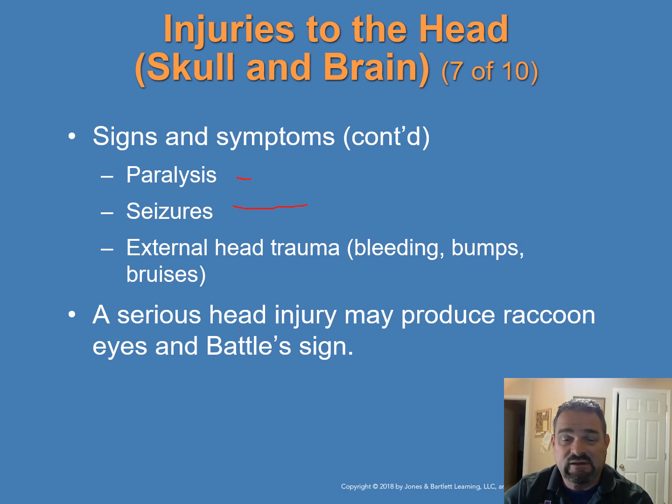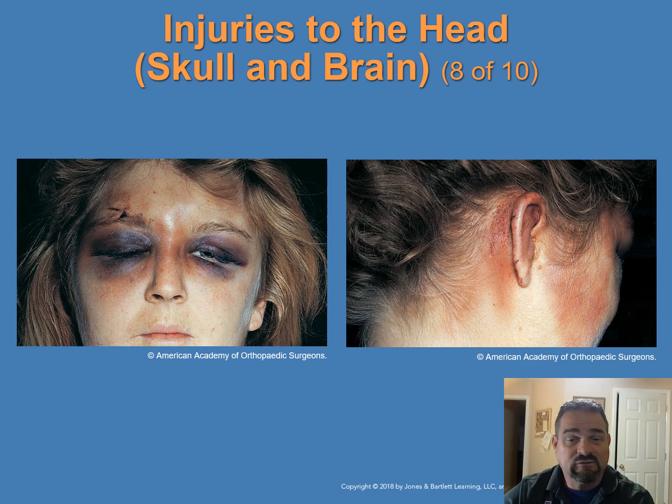A serious head injury may produce what we call raccoon's eyes. Raccoon's eyes is when they have the bruising underneath the eyes, and the battle signs is when they have bruising on the back side of their mandibles just behind the ear. Okay, that's what we call battle signs. Here's a good example of raccoon eyes, as you can see here. Both eyes are blackened. And then these are battle signs. This is what we were talking about. This is mastoid process. This area right here shows bruising that's definitive, right behind the ear. Those are called battle signs.